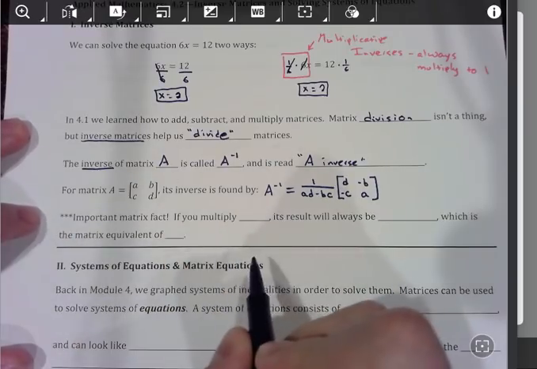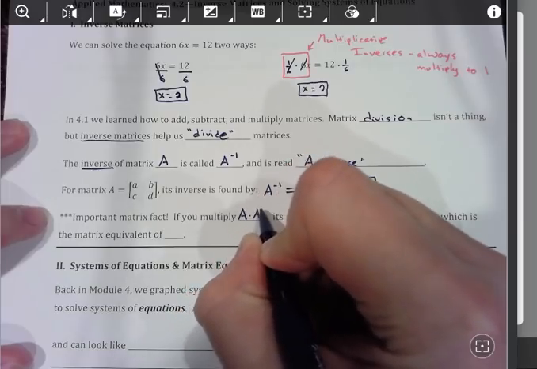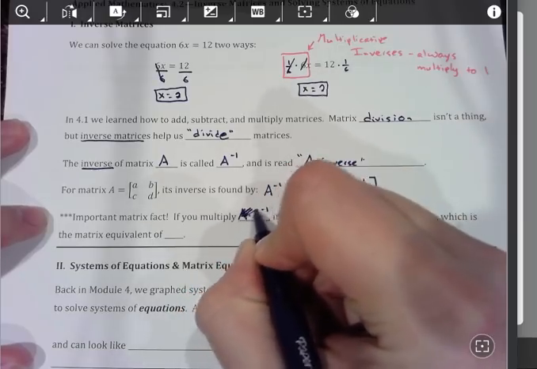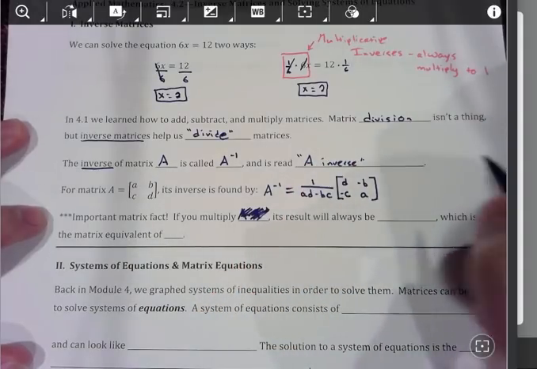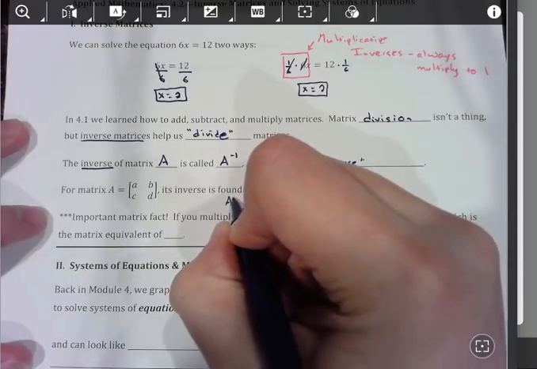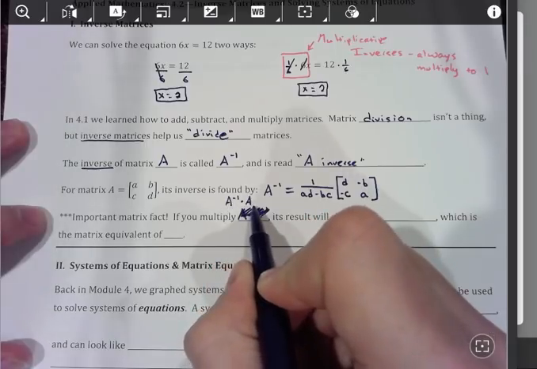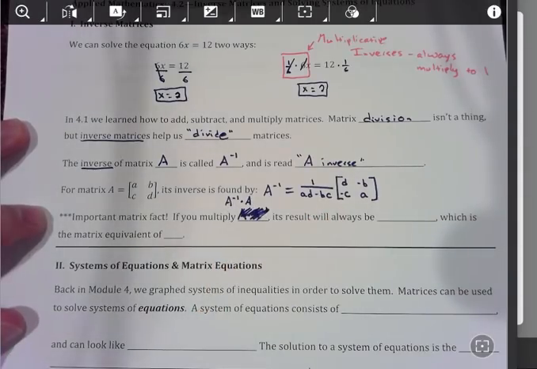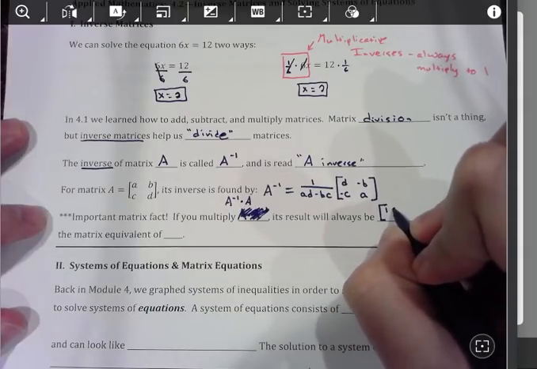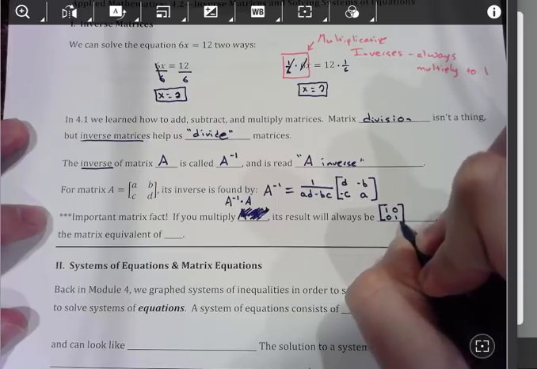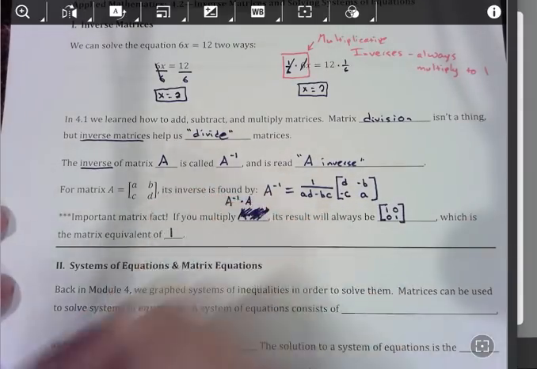The important thing about this inverse is that if you multiply A times A inverse. Actually, hold on. Backtrack, because I already messed that up. Remember that with matrices, multiplication order is important. If you multiply A inverse times A, so if you take the inverse on the left and the regular matrix on the right, its result will always be the matrix 1, 0, 0, 1. So it'll still be a 2 by 2 for these 2 by 2s, which is the matrix equivalent of 1.